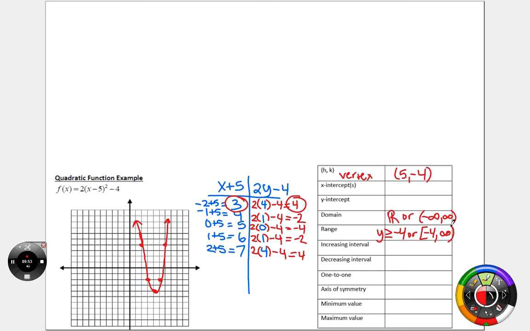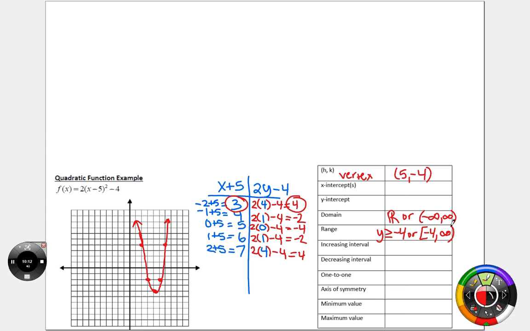What is our increasing interval? Think you can tell us that from yesterday. Let's pause for a minute again, because we went through this stuff yesterday, right? See if you guys can answer the rest of these questions right here. Leave the x and y intercepts, we're going to come back to them. See if in your groups you can fill in the increasing interval, decreasing interval.